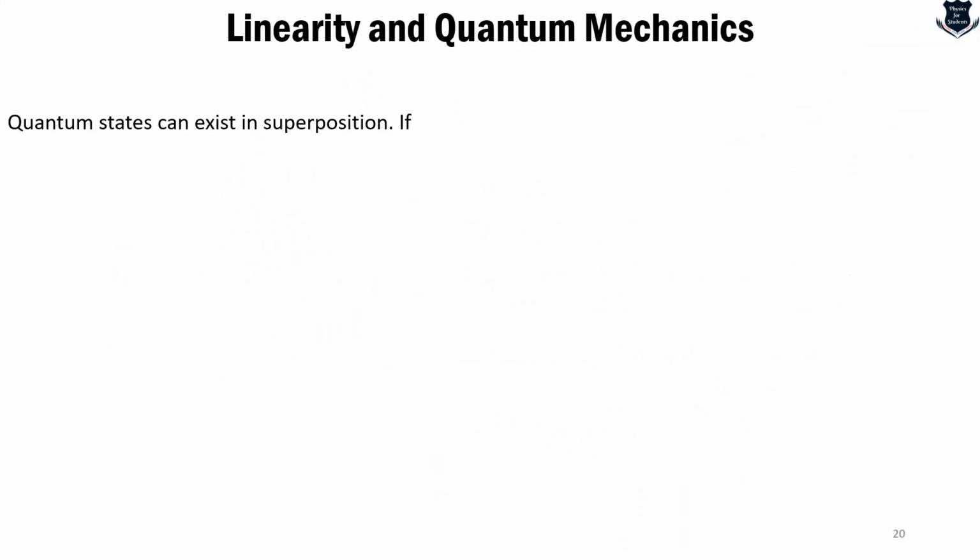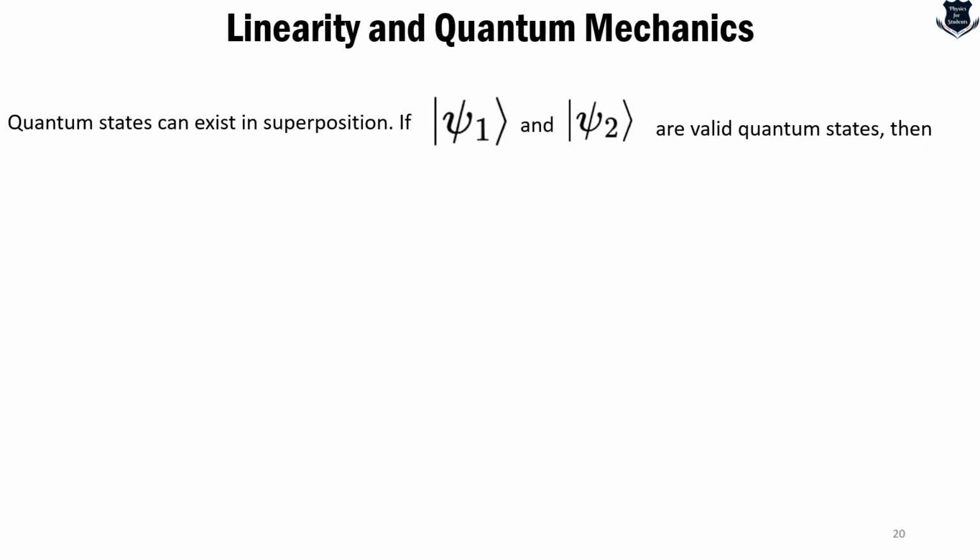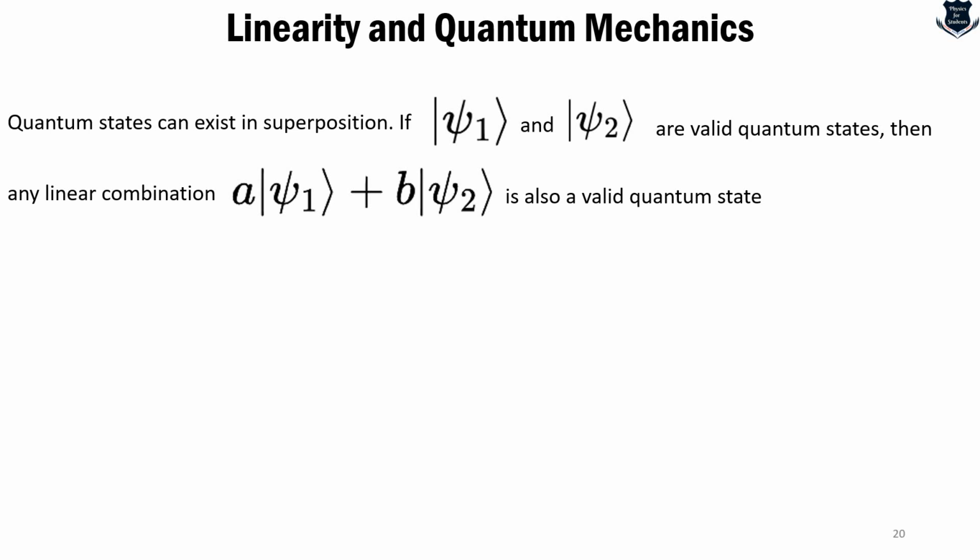Now you already know that quantum states can exist in superposition. So if I take quantum states psi1 and psi2, and I consider these valid, valid means these are mathematically valid, and we have experimentally validated that. So I call them valid quantum states. If psi1 and psi2 are valid quantum states, then any linear combination, I have just taken A and B to make you understand, but it can be anything, that is A psi1 plus B psi2, is also a valid quantum state.